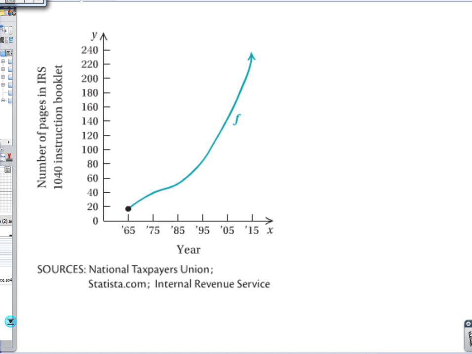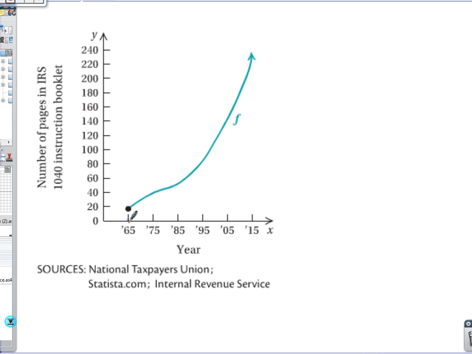Okay, finally we're going to look at some applications of functions. Here you've got a graph, and we're going to call this graph function L. Sometimes they'll just have the L there, without the parenthesis x. This graph represents the number of pages in the IRS 1040 instruction booklet in different years, 1965, 75, 85. Notice that the number of pages in the 1040 book has increased over time.